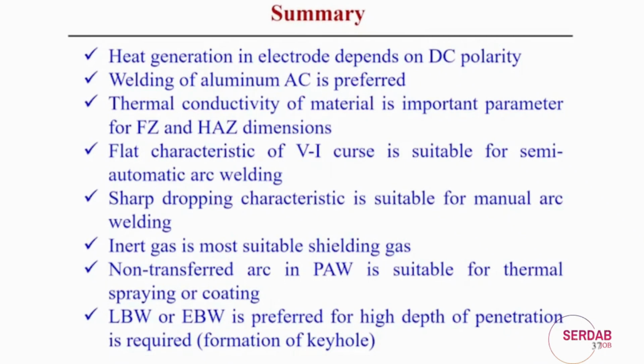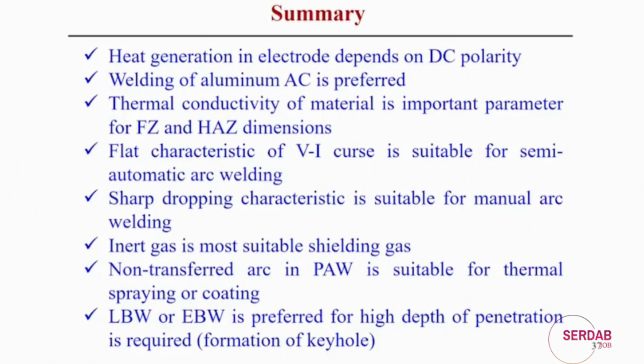So, in summary of all these welding processes, we can see a few points that are the most important from the overall idea of all the different types of welding processes and their basic structure. First is that heat generation in the electrode depends on the polarity. The amount of heat generated on the workpiece or on the electrode depends on whether we are using direct current electrode positive or direct current electrode negative.